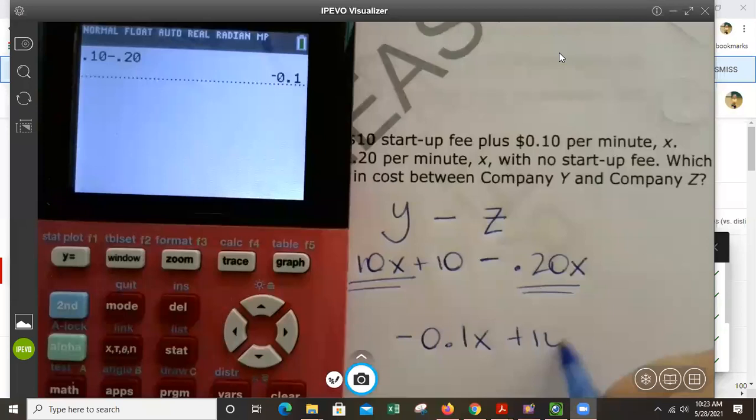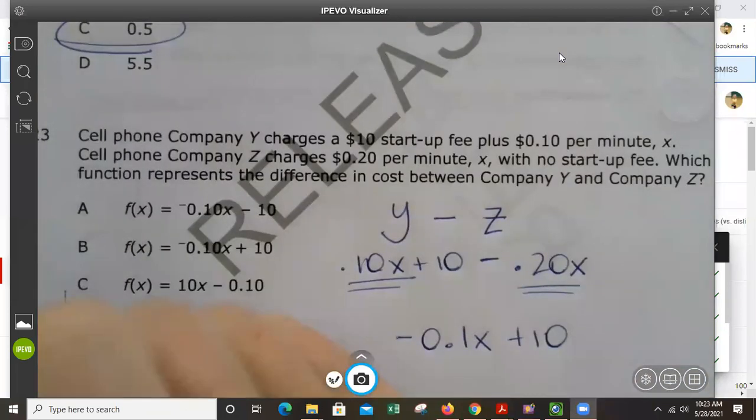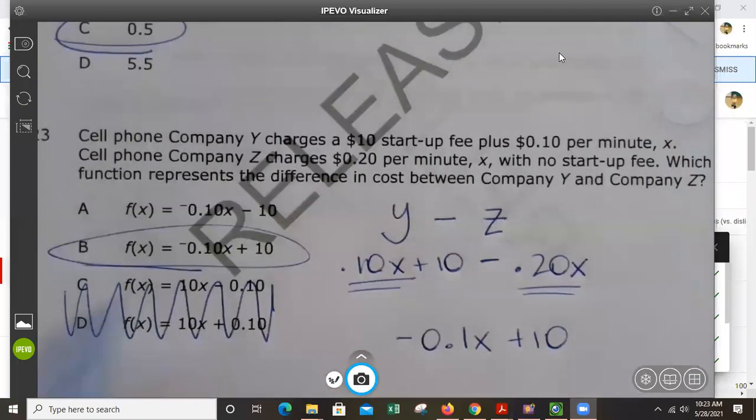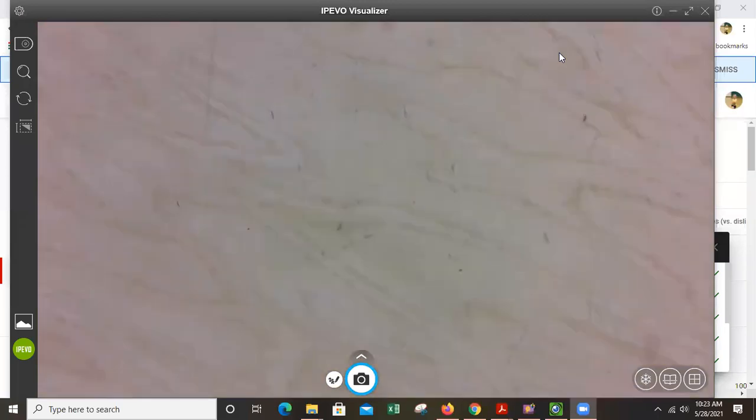And then I have a positive 10. So look for negative 0.1x, that's the top two. And then we need a plus 10. Y'all don't make it harder than what it is, okay? Don't make it harder than what it is. Any questions? 23. We did 24. Look at 25.